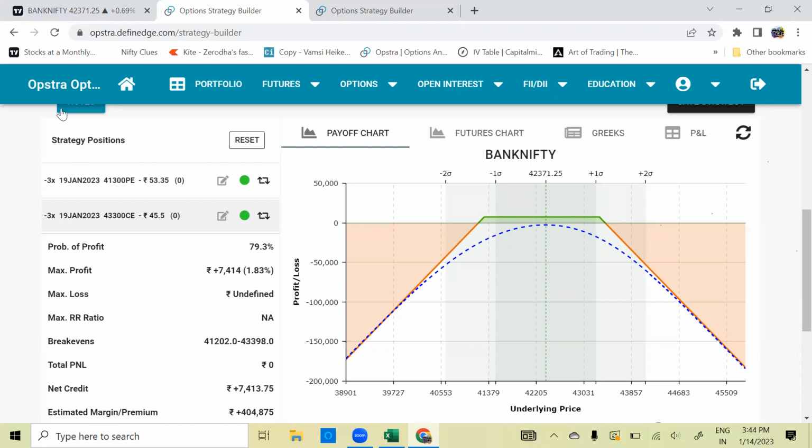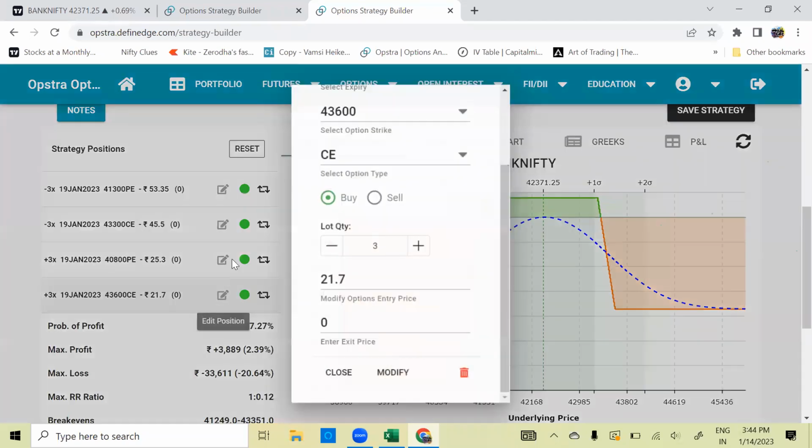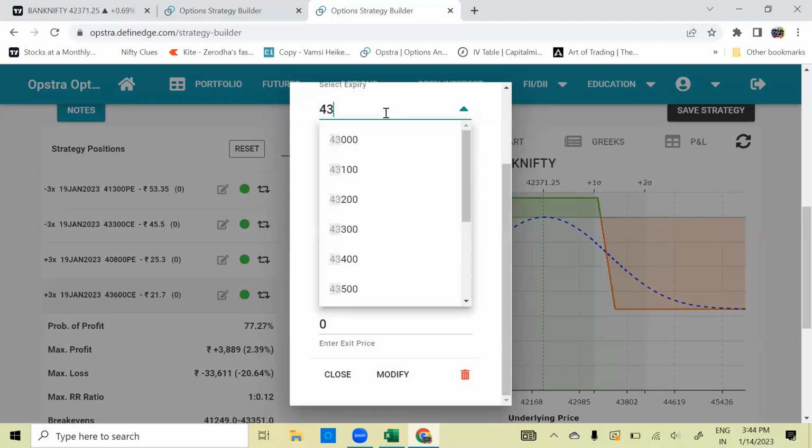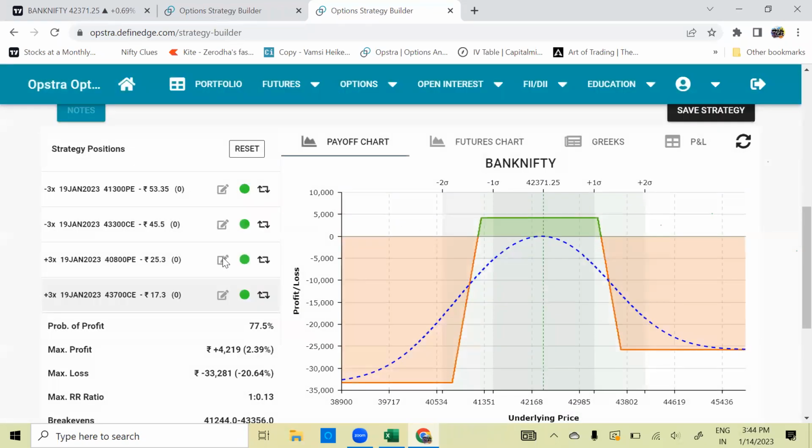Once we go to the iron condor, what I have done is just bought hedges. Let's buy hedges at 500 points on each side. The 41,300 put I sold, so I bought the 40,800 put. Then the 43,300 call I sold, so I will buy the 43,800 call. Or we can just buy 4 points, because we keep a 1% move. So 43,700 I am adding, and here I will add 40,900.